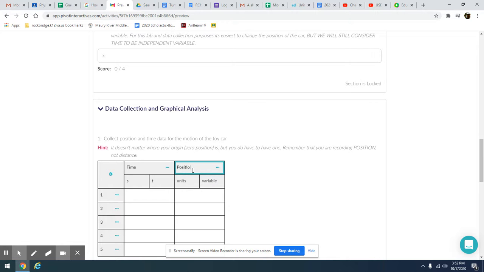Position is like location. It doesn't tell you anything about whether something's moving or not. It just tells you where it is. That's the difference between position and distance. Distance implies that something went from somewhere to somewhere else, whereas position is just, this is where it is right now at this time. So position units are going to be centimeters.